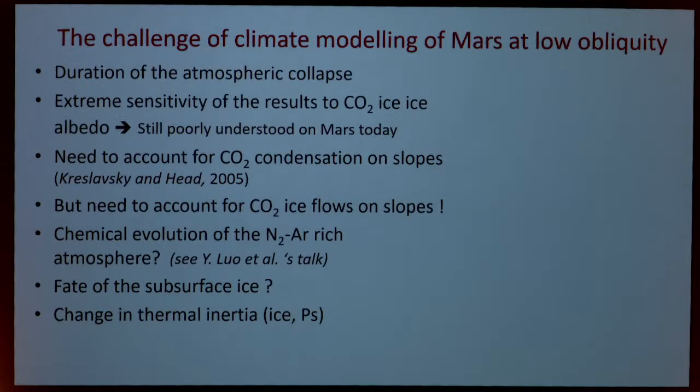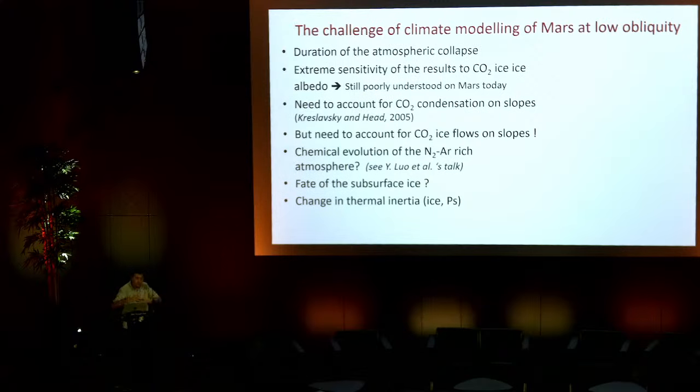Frankly, so what do we do? We have to explore the range of possible things, and frankly, it's not easy. Then, as suggested by Kreslavsky and Head, we need to account for CO2 ice condensation on slopes, and that's not easy when you have a global-scale climate model. You need to account for the fact that CO2 ice flows on slopes, and that's actually true because CO2 ice is much more able to flow than water ice on Mars.